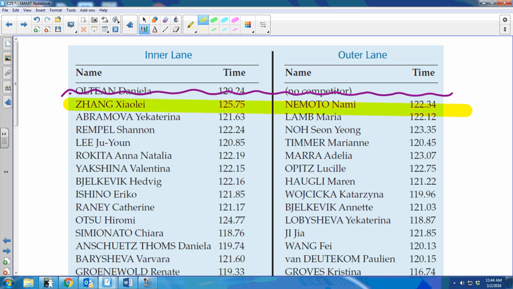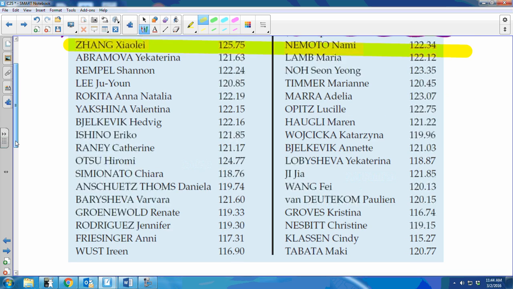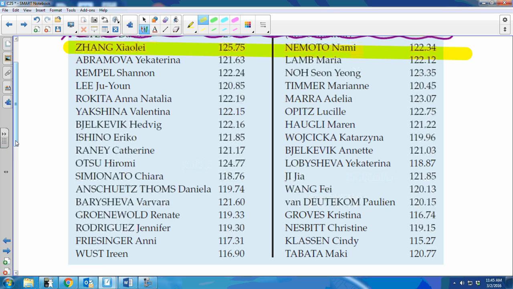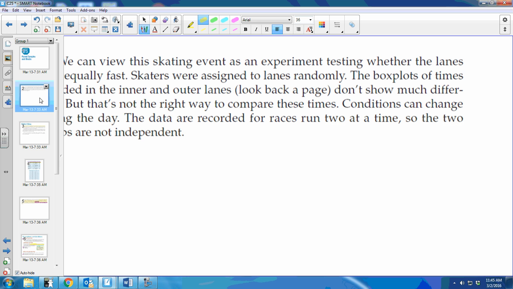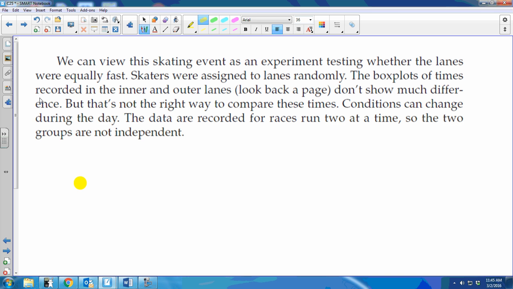Since they're going to switch lanes in the middle, the lanes are not independent of each other, right? So you have pairs of data. We have tons of pairs of data. There's more than this; this is just the top from the event. So when you have pairs of data, you have to think about your conditions. And the biggest part, again, is the independence assumption not being met.